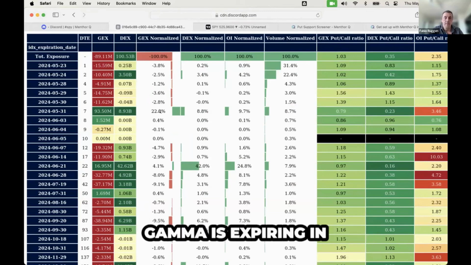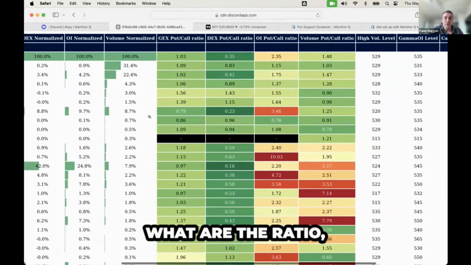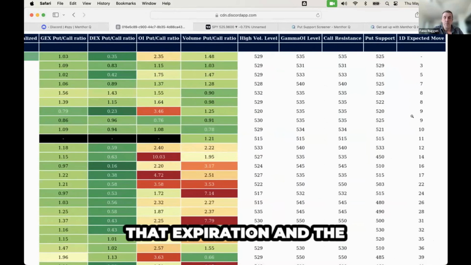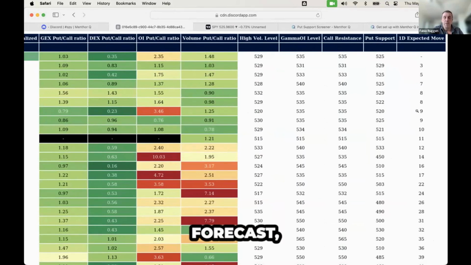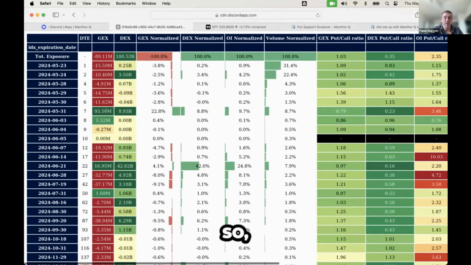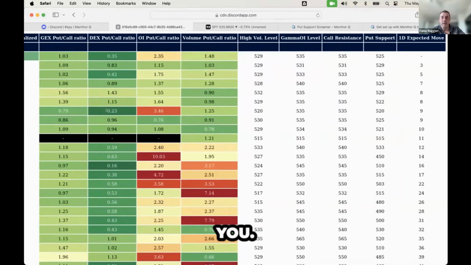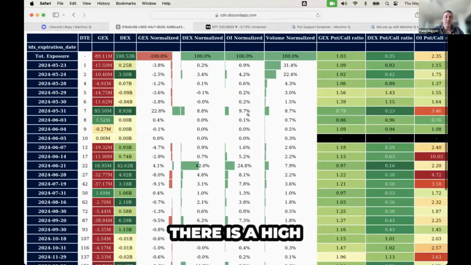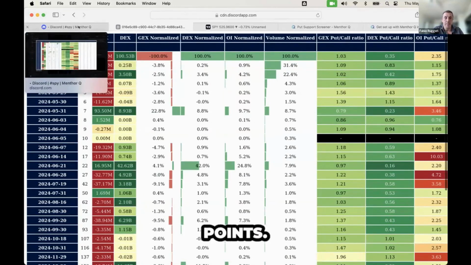We tell you how much gamma is expiring in that expiration, how much delta is expiring, what is the ratio, what is the volume, and then you also have very important points here, which are the levels for that expiration and the move for that expiration. So again, we can forecast based on forward-looking volatility that the price will stay between plus or minus 9 points on the SPY from now to the 31st. So it's not really telling you, it's trying to forecast the volatility for that expiration, right? That's what the model is trying to do. For you it is a very important clue, because if you know that there is a high correlation of that, then you can monitor your strategy based on those data points.